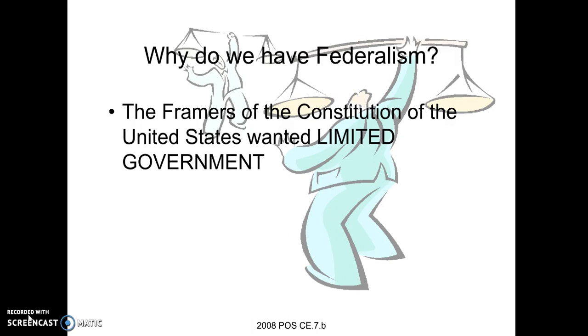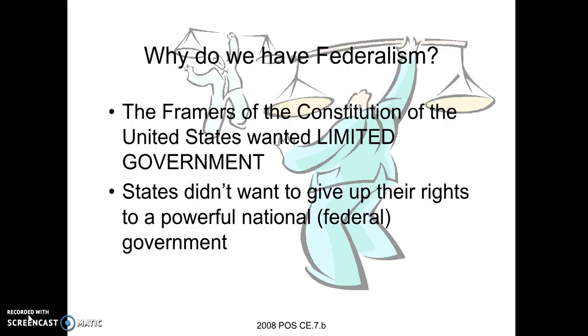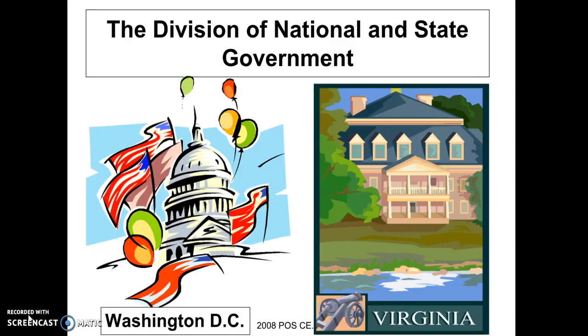So we have limited government because we separate the powers, we have limited government because of checks and balances, and also because of federalism. And also, states didn't want to give up their rights to a powerful national government. They wanted to make sure that they would maintain some of the rights in their state.